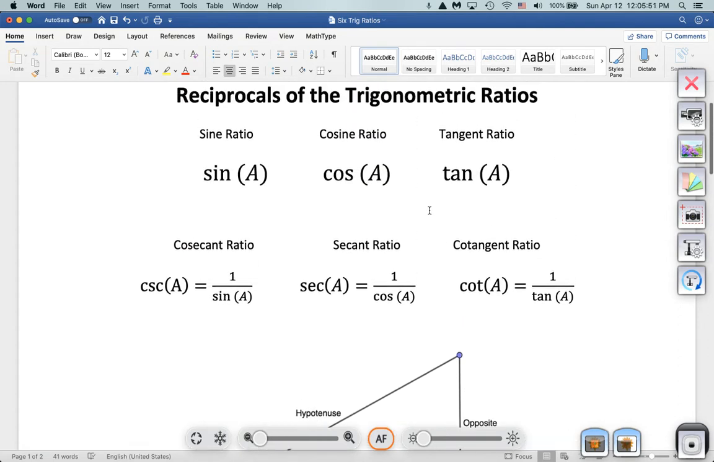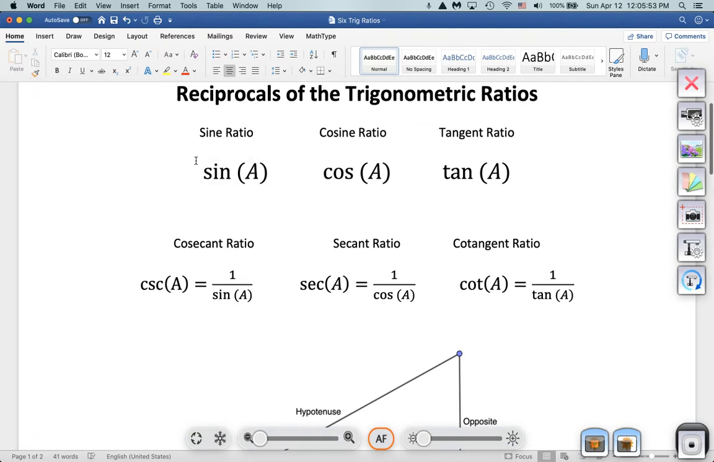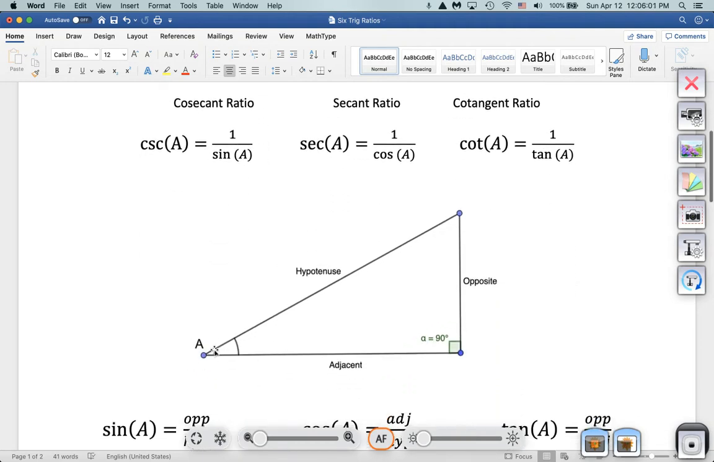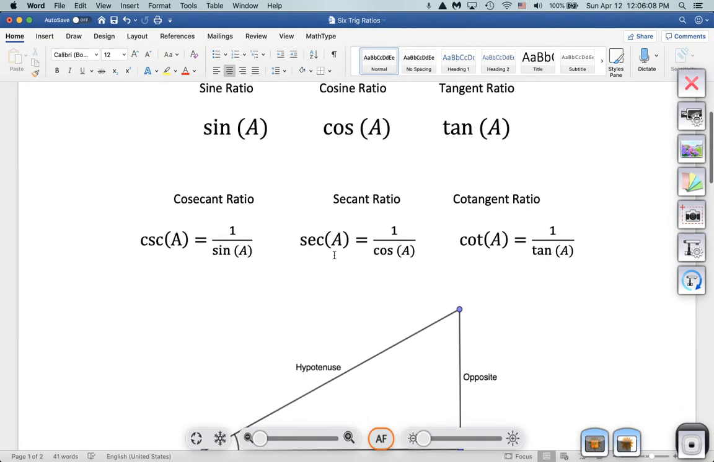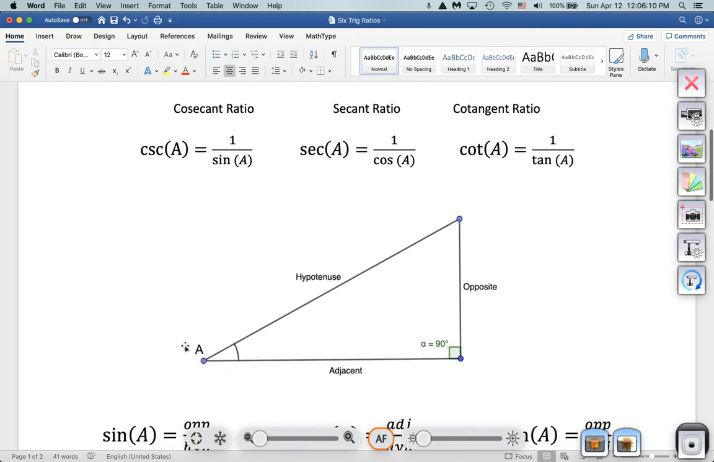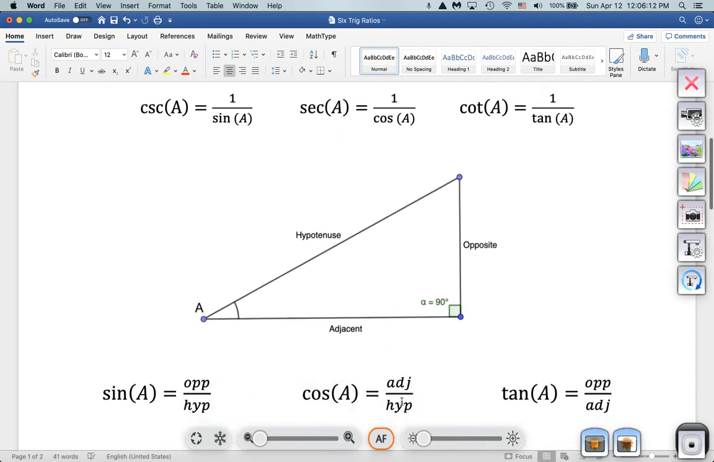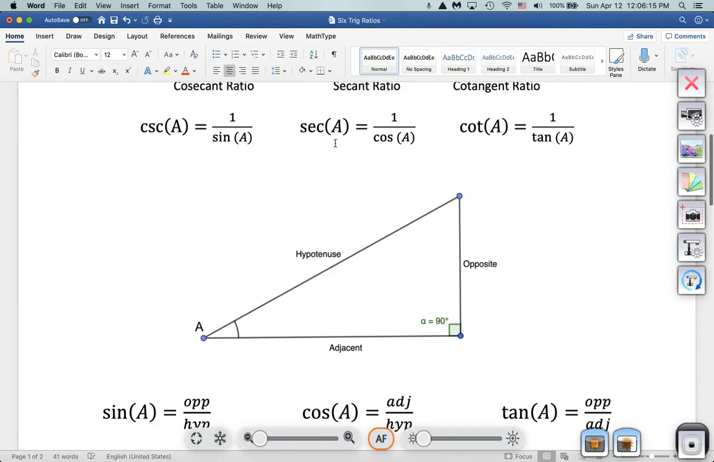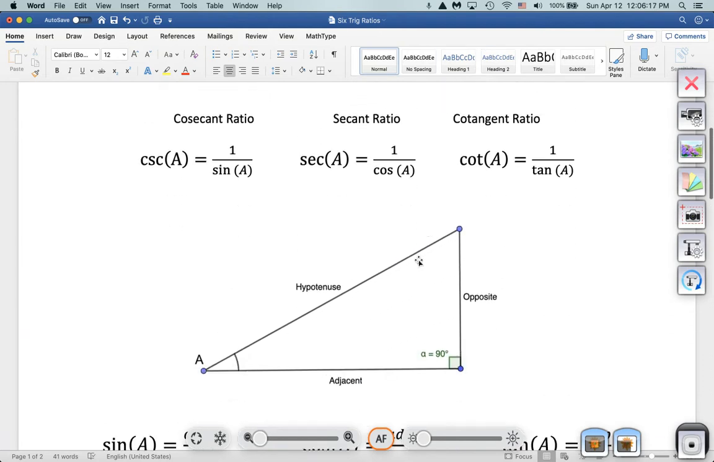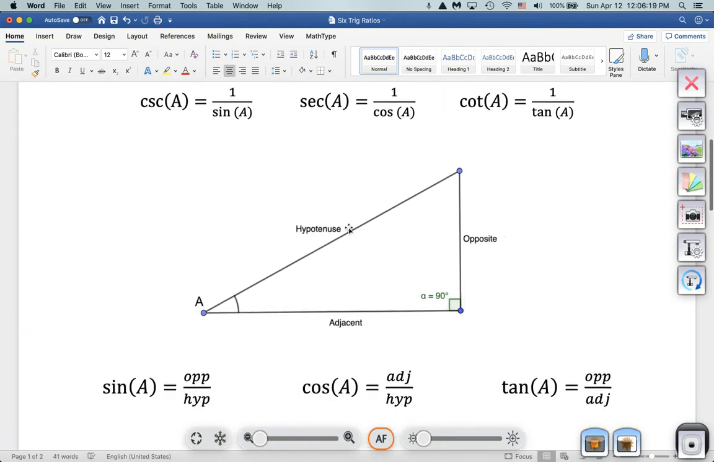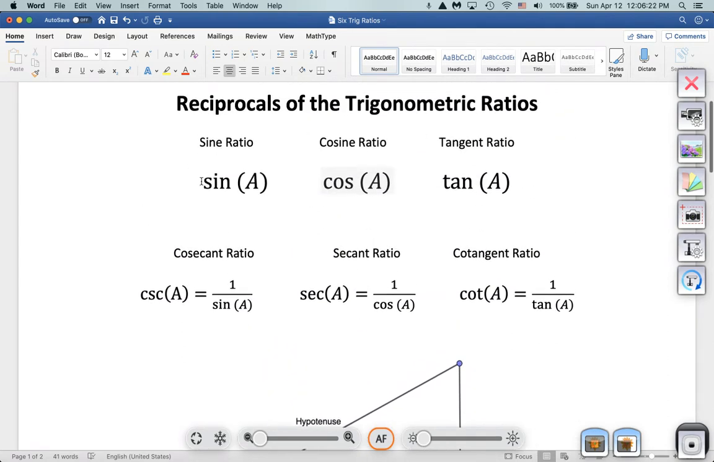And the three trig functions that I introduced last time was the sine. Again, it's pronounced sine of A. So if I'm looking at A, the sine is the opposite side over the hypotenuse. The cosine of A, cosine is adjacent over the hypotenuse, and the tangent of A is the opposite over the adjacent. Those are the three basic trig functions, which hopefully you remember from the last lesson.